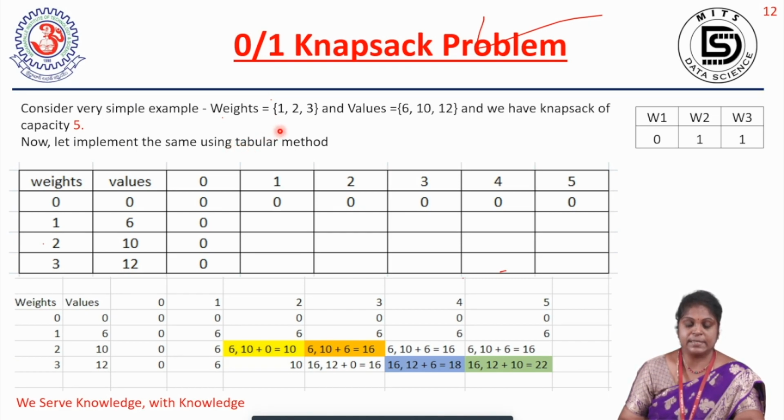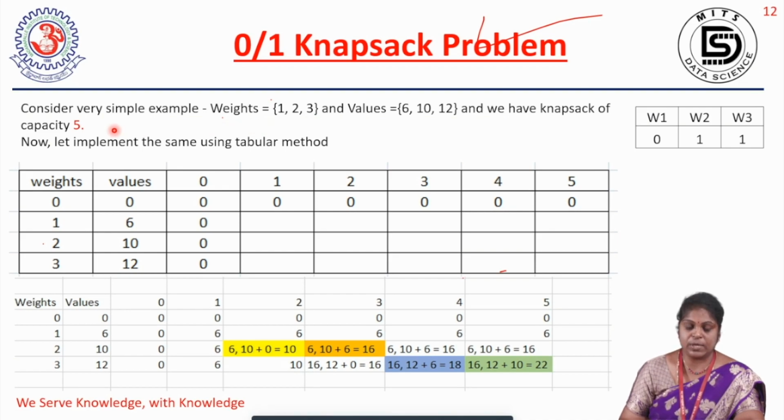Here, three items are given. The first item weight is 1, the second item weight is 2, and the third item weight is 3. For each item, profits are also given. First item profit is 6, second item profit is 10, third item profit is 12. If you see, the knapsack size is 5. Because of knapsack size 5, we cannot keep all three items inside the knapsack, because 1 plus 2 plus 3, the total is 6 here. So we can keep only some items inside the knapsack.